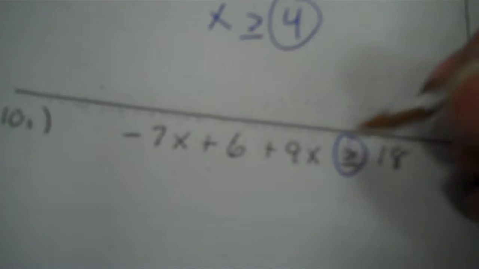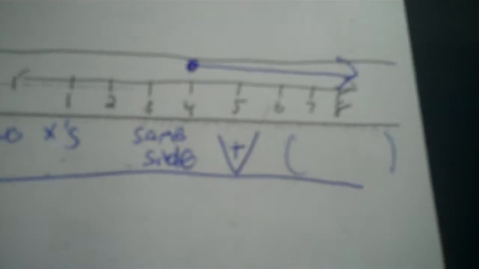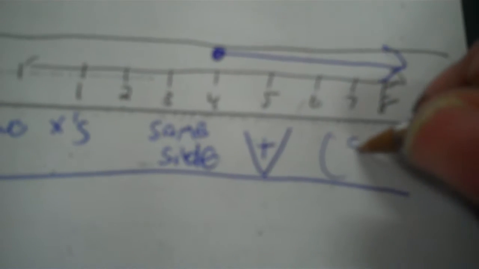Okay, number 10, negative 7x plus 6 plus 9x is greater than or equal to 18. So now I have two x's, and that is not good. Okay, don't write good. So we circle the symbol, and they're on the same side. Same side is what I wrote. So same side is the V with the plus. We're going to add those together. And as far as our little sign goes, that'll be same sign.